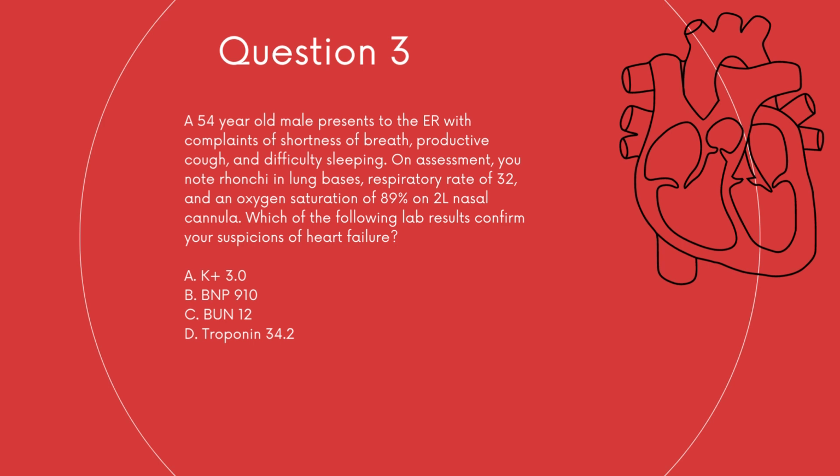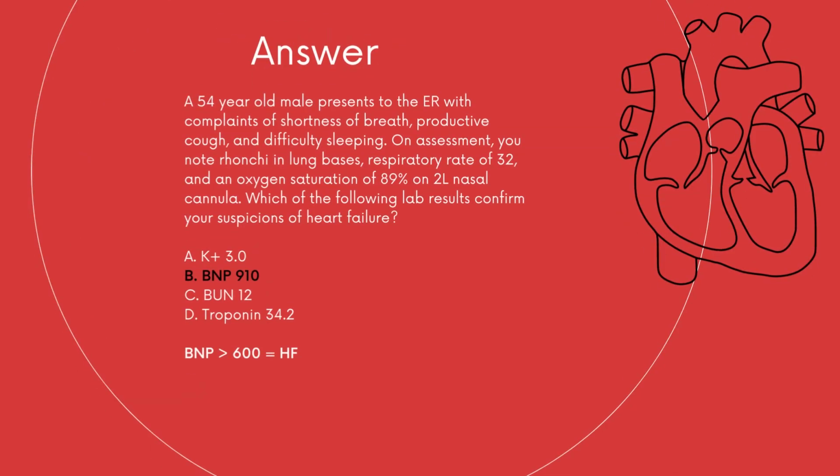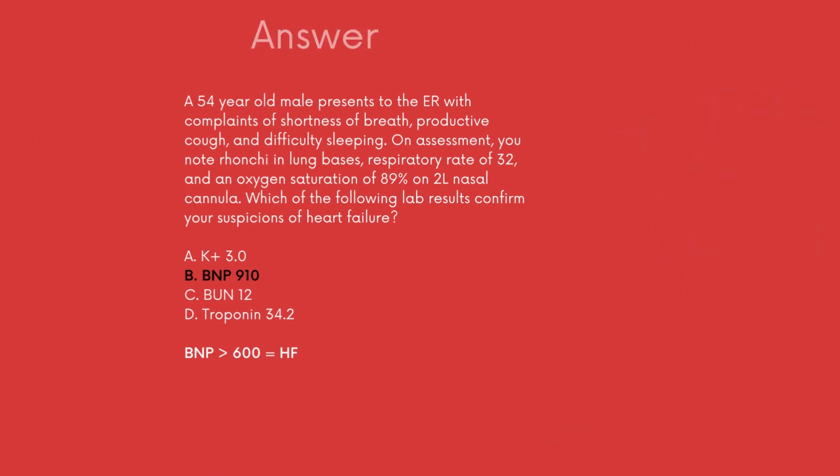Like all the other questions, pause here, give yourself a minute, no longer, and go over to the answer when you're ready. So the answer here is BNP. Any BNP over 600 is indicative of heart failure. Someone in the acute episode of heart failure exacerbation would have a high BNP, somewhere in the 900s to thousands. Great job. This was sort of a more definition question. As long as you knew that BNP was indicative of heart failure, you should have gotten that one right.